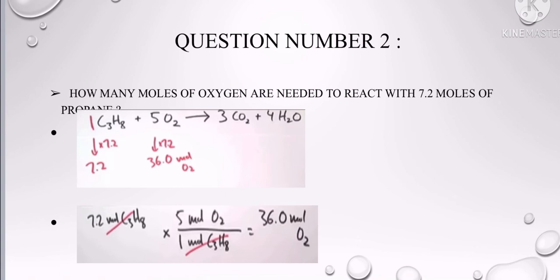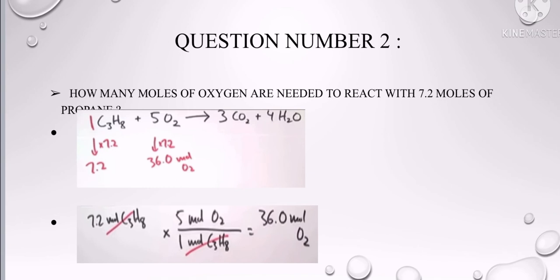So we are going to do the exact same thing for oxygen. That means the amount of moles that we want in the question, in this case is oxygen, because it says how many moles of oxygen are needed. So we are going to multiply 5 by 7.2, which is going to be equivalent to 36 moles of oxygen. And the second way, as you can see, we notice the relationship between 1 mole of propane and 5 moles of oxygen.